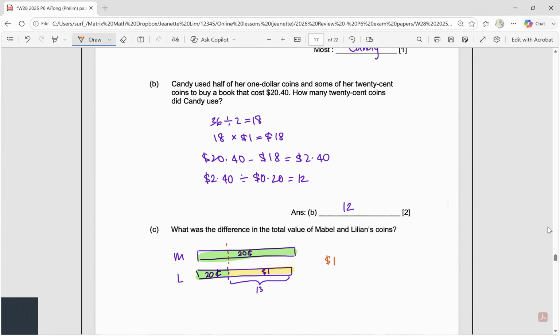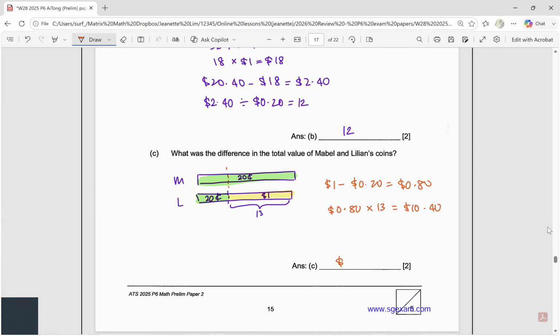So between $1 and 20 cents, the difference is 80 cents. And we're talking about 13 of each. So this difference times 13. So 1040. Okay, so the answer is 1040. Alternatively, you could also find the value of the 13 $1 coins and the 13 20-cent coins. Then you subtract and you get the answer as well.